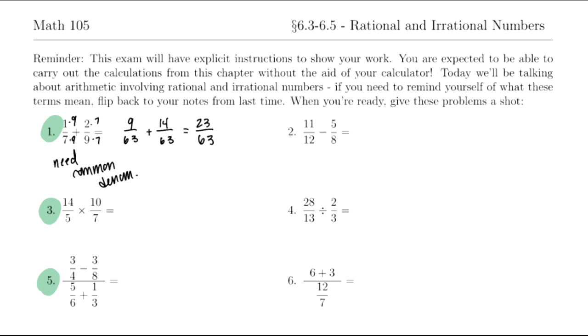When you are multiplying fractions, skipping to number 3 now, you multiply straight across. So this would be 14 times 10 over 5 times 7. What you want to do here to make your life easier would be to simplify first if possible. So 10 over 5 is 2, and 14 over 7 is 2, so 2 times 2 is 4.